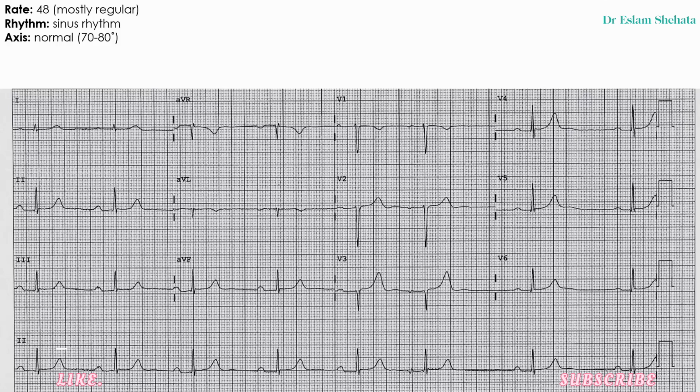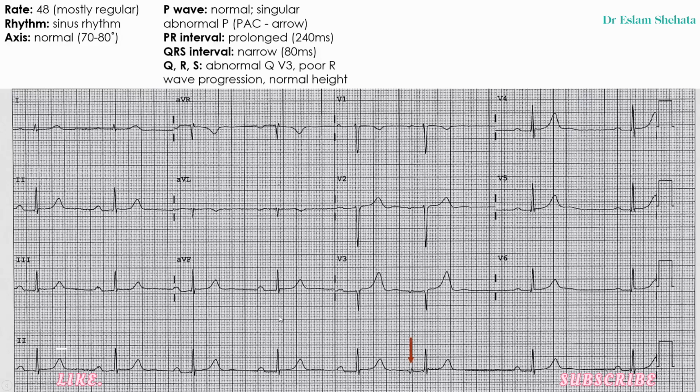The axis is normal, about 70 or 80 degrees. Okay, so lead 1 is positive, but it's very small compared to AVF. So the axis is pointing pretty close to AVF, 70 or 80 degrees. Now the P waves, they mostly look normal, except for this one here, which looks different to all the others, and that's the one time where it's irregular as well.